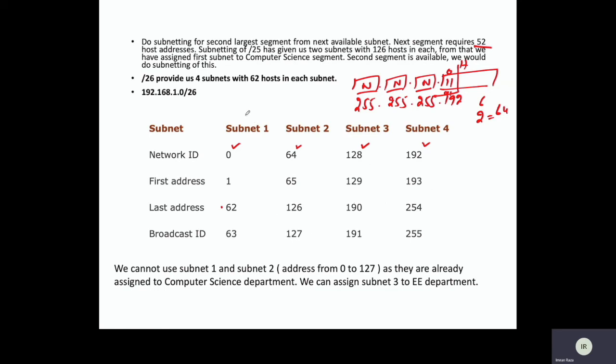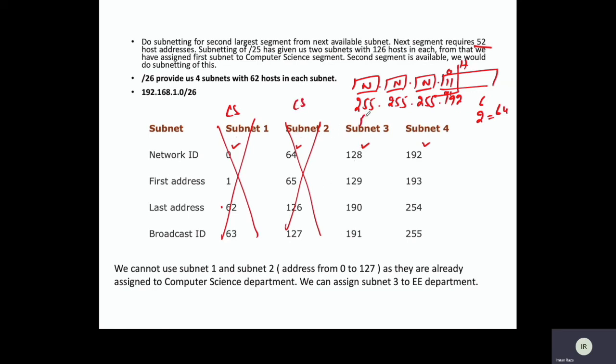So what do you think? Should I assign doubly the node addresses from the first subnet, or can I assign the first subnet to doubly department? No, I cannot. I cannot assign this subnet. Why? Because this subnet is assigned to the CS, right? So in this range, computer science has node addresses. Can I assign this subnet? No, I cannot. Right? Again, from this range, we have reserved addresses, we have node addresses of computer science. I cannot assign these two.